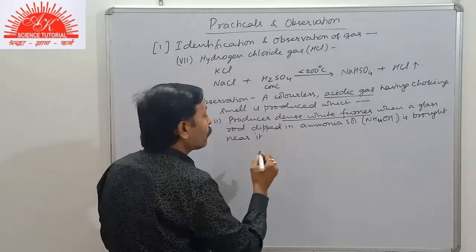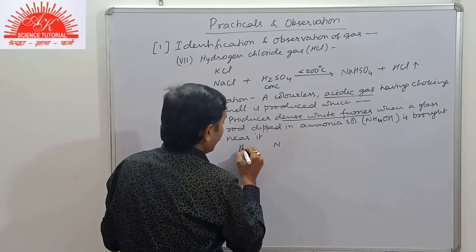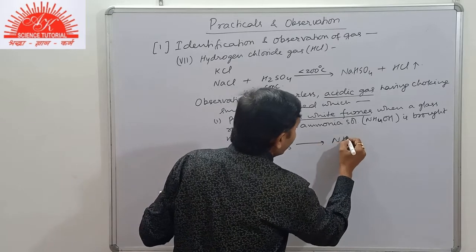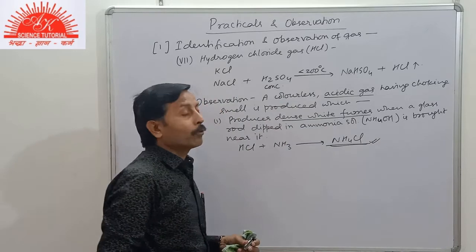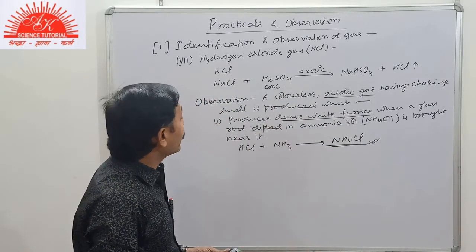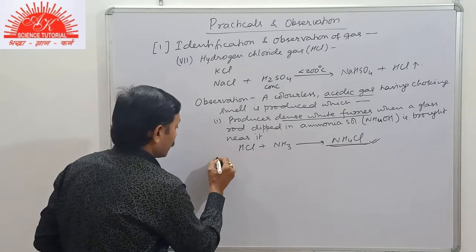And what is the compound present in it? Actually, it is HCl plus ammonia gives NH4Cl. So this is producing dense white fumes, that is ammonium chloride. So this is one test for it. Now go for the another test.